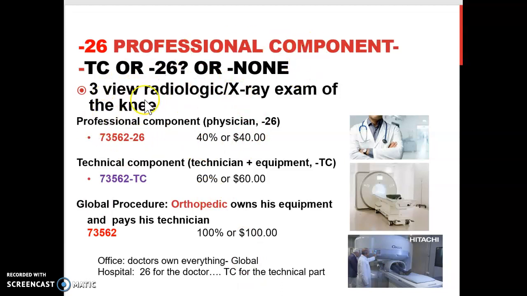When a doctor does any kind of radiological services, the doctor writes the prescription, it goes to the MRI, and then it comes back to the doctor for review. But since the doctor only read the x-ray, he only gets 40%. So his code will be followed by 26, called professional component. The MRI service place, which did the x-ray, will receive the same code along with TC and gets paid 60% because they have the machine to be used. If the doctor owns the MRI place, he gets 100%, no modifier needed. Okay, make sure you remember that this is a very important modifier used with any radiological MRI, CT services.